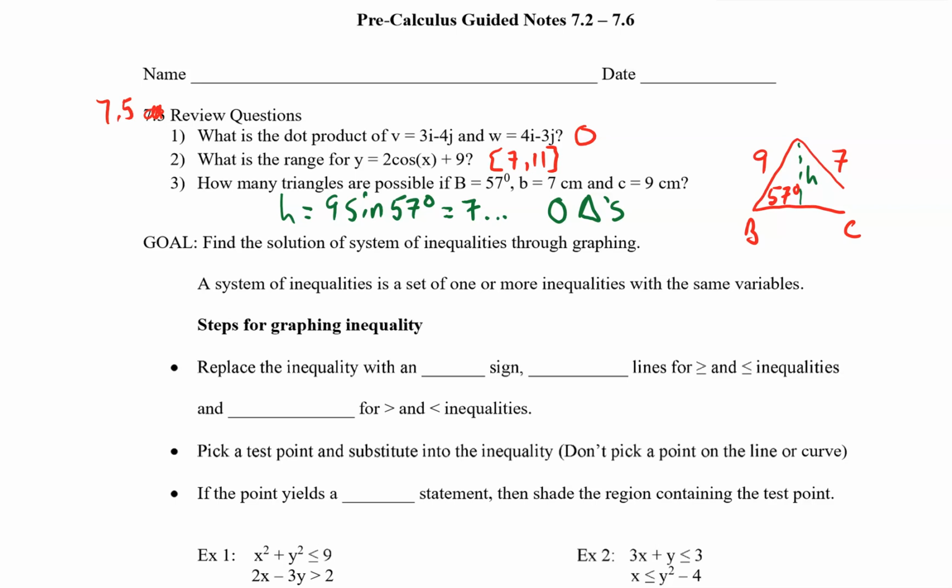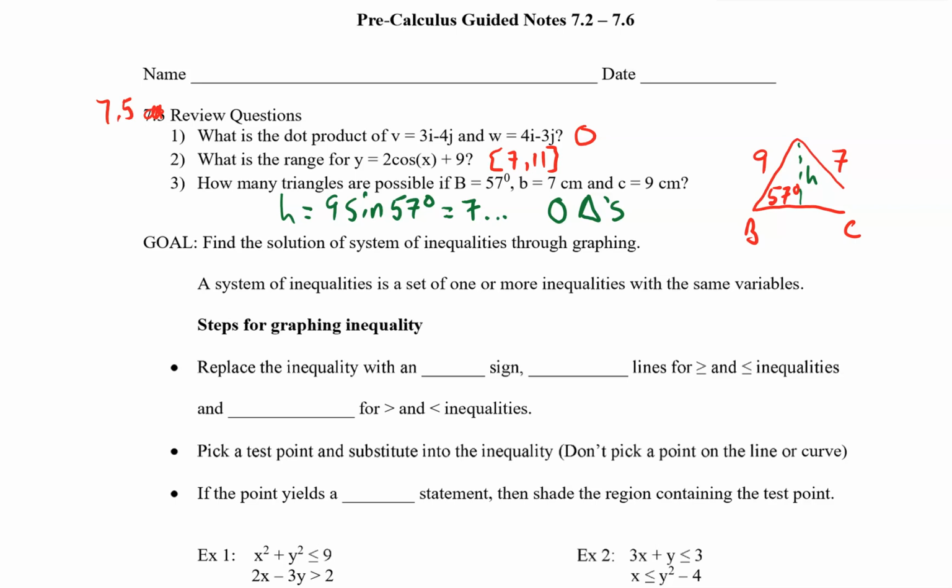And then, how many triangles? There would be 0 triangles because if you set this thing up and then try to find the height, it is going to be 9 times sine 57 degrees, which is 7 point something. Because that's the case, there are no triangles because the height is larger. That means that the B side will never touch the BC line. It will just swing. So 0 triangles.